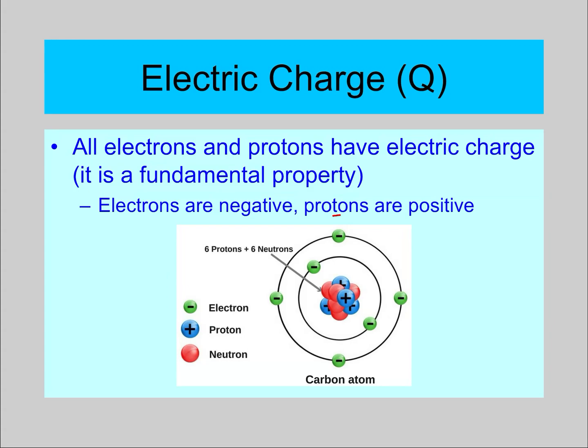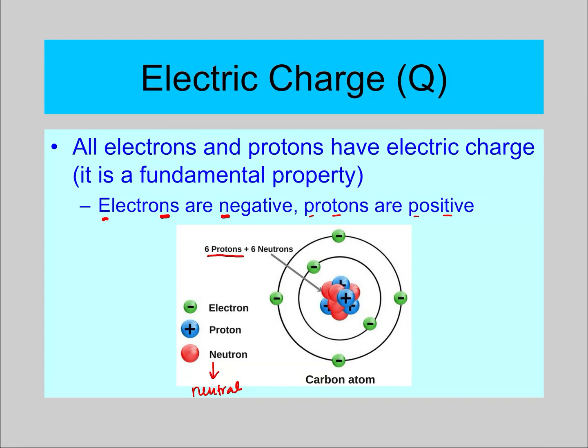So I try to remember this by thinking of the T in protons as the T in positive, or you could think of the P and the P. And then electrons are negative. So I try to keep those two letters together. And then the neutrons at the very center, these are considered neutral. So they don't carry a charge.